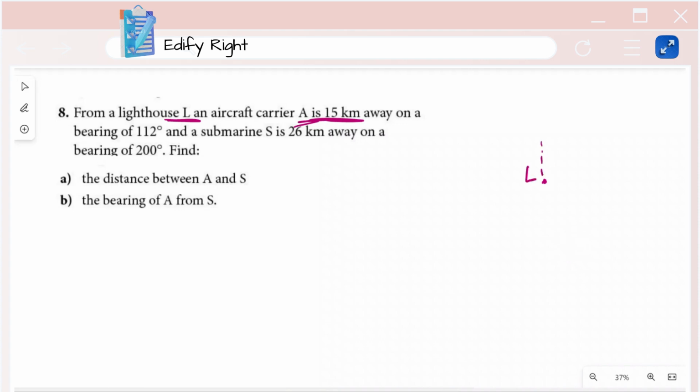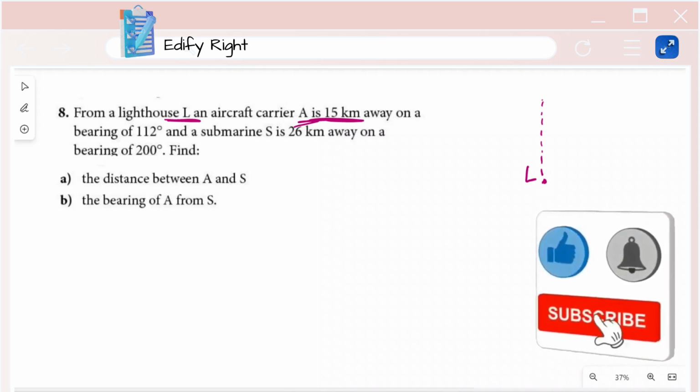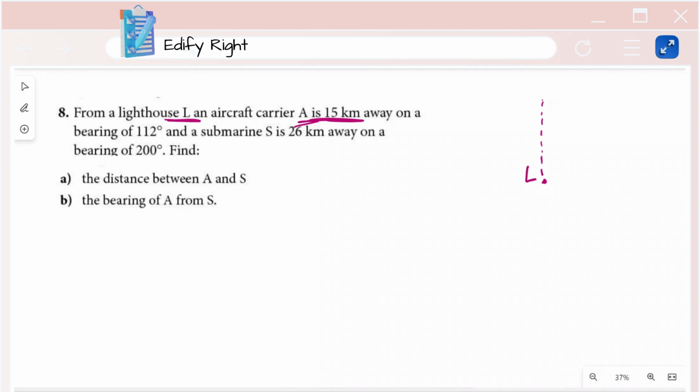So this is point L, this is the north direction. From here we're going to consider 112 degrees clockwise. Remember guys, it is clockwise, bearings are always clockwise, so do not get confused. So from here I'm going to take 112 degrees. Let's say that it's approximately somewhere over here. Now at a distance of 15 kilometers, this is where we have A, the aircraft carrier, and this is 112 degrees. So now we're done with that.